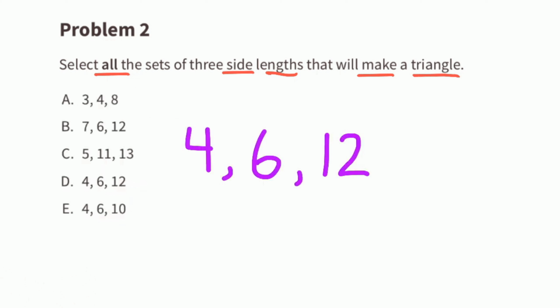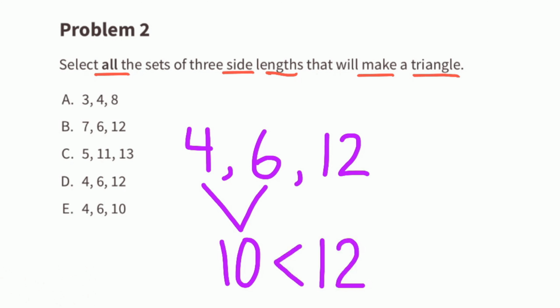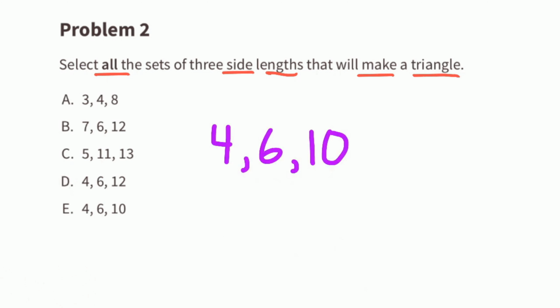D. 4, 6, and 12. 12 is the longest side length, so 4 plus 6 needs to be greater than 12. And since 4 plus 6 is 10, and 10 is less than 12, the side lengths for D will not form a triangle. E. 4, 6, and 10. 10 is the largest side length, so 4 plus 6 needs to be greater than 10. Since 4 plus 6 is equal to 10, the side lengths for E will not form a triangle.